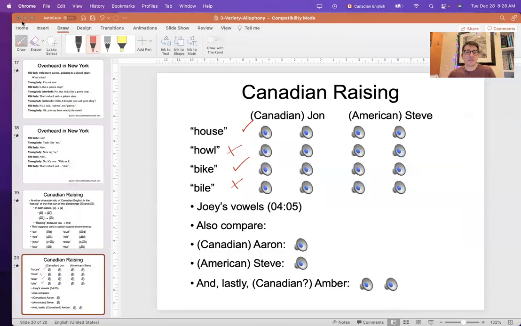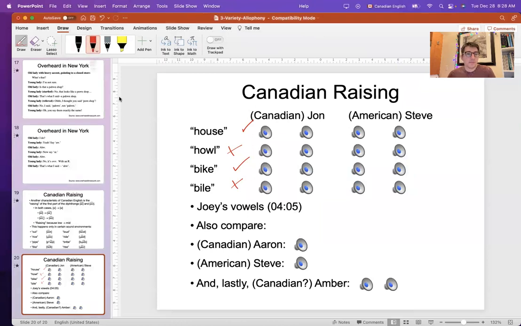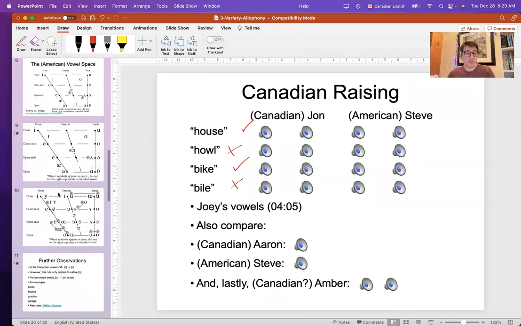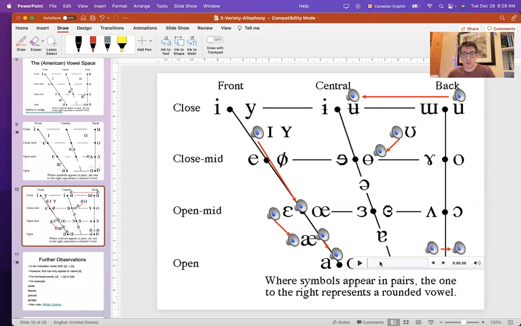So it's very obvious, right? It's an obvious pattern. You can also compare Canadian "hot" and American "hot." I hope you can hear the difference between the two. It's a subtle difference, but it's a difference between these two.